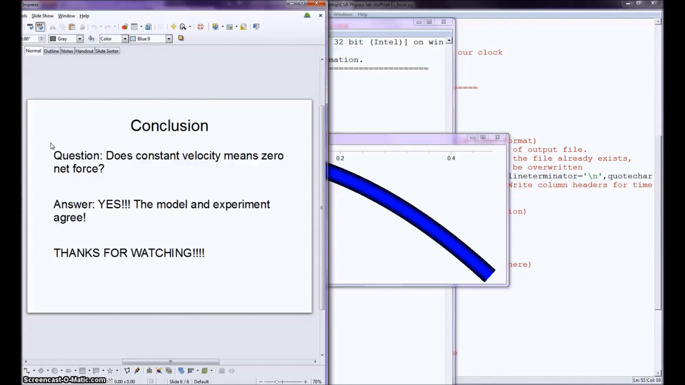In conclusion, constant velocity does mean zero net force because the model I constructed, which assumes zero net force, matches my experimental data.